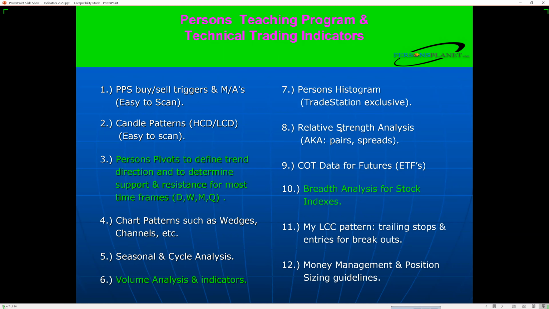There's other things such as relative strength, which we created an indicator called the PMC.